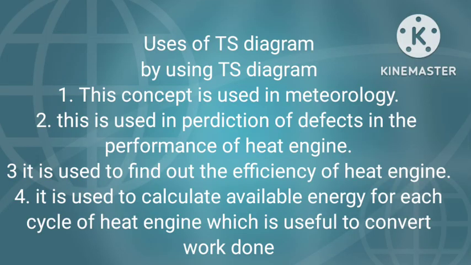Uses of the TS diagram. The temperature entropy diagram is used in meteorology. It is used in prediction of defects in the performance of a heat engine. It is used to find out the efficiency of a heat engine. It is used to calculate the available energy for each cycle of a heat engine, which is useful to convert into work done.